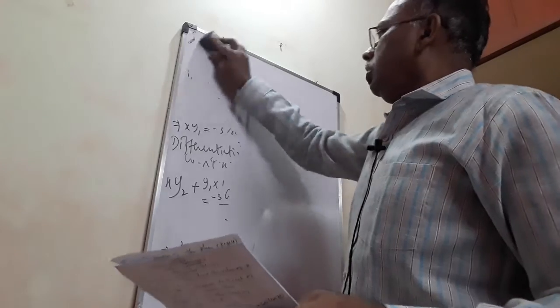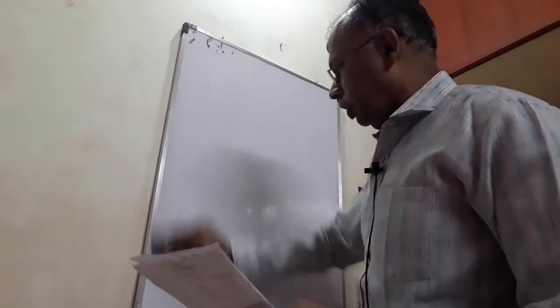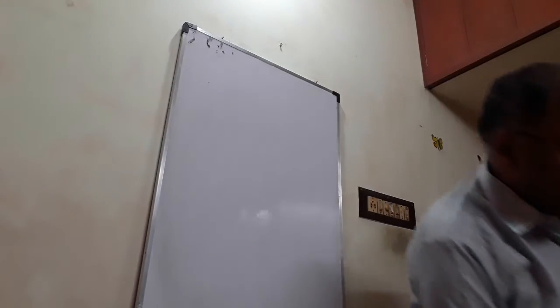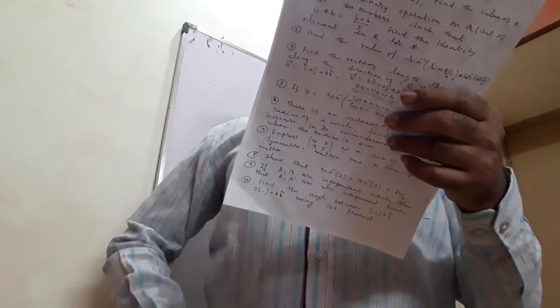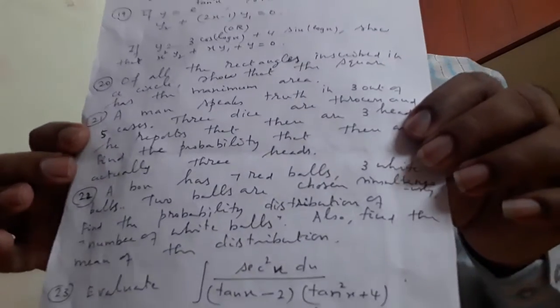Okay, I think it's not difficult for anybody to follow. Next one. Of all the rectangles inscribed in a circle, show that the square has the maximum area. See question number 20 over here.